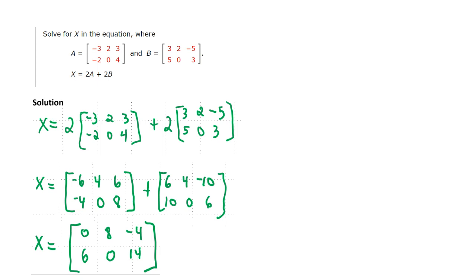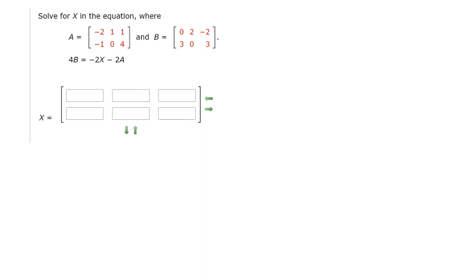All right. How about this one? We have 4b is equal to -2x minus 2a. First, we can do additions of these matrices because they both have the same size. They both are 2 by 3 matrices. Yes, the dimensions are equal.